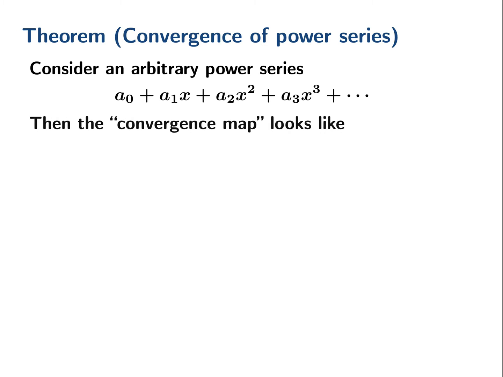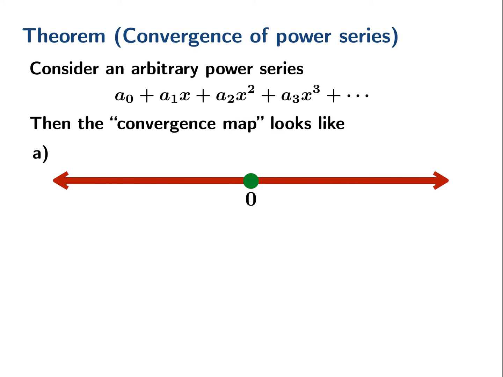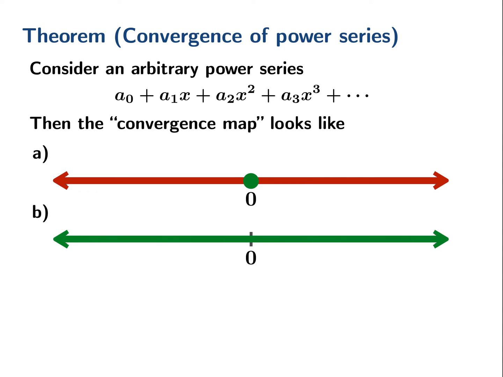So let's think about this in terms of convergence maps. In the first case, what you're really saying is the series diverges almost everywhere. The only place it converges is when x equals 0. The second case, the other end of the spectrum, is when everything's painted green because you've got absolute convergence everywhere.